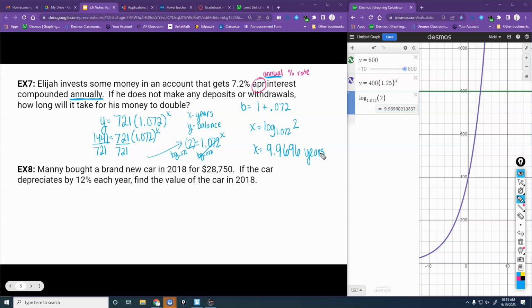Who showed their work on their problems? Let me see. You got the right answer. Let's look at why this is. I showed my work up here. So you can see what I did here. I had 721, so I plugged in 1442. That was supposed to be a 2, not a 1. Then I divided and solved right there.